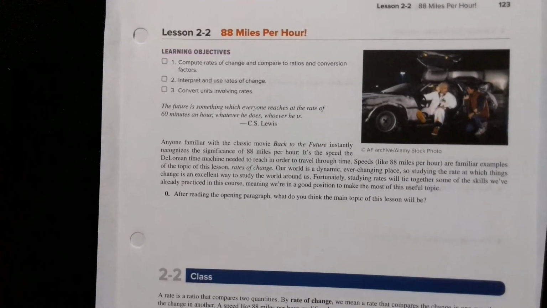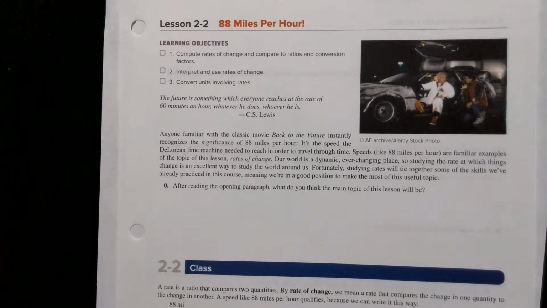Now, going to page 123, lesson 2.2, 88 miles per hour. Our learning objectives are to compute rates of change and compare them to ratios and conversion factors. And we're also to interpret and use rates of change and convert units involving rates.